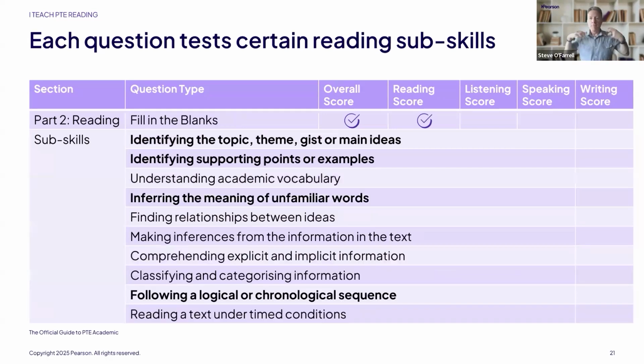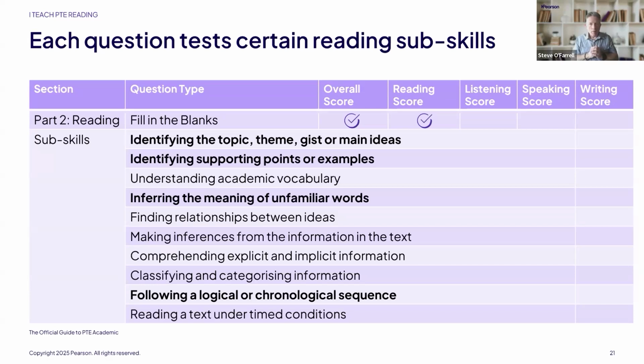Let's check the second fill in the blank. This is the drag and drop one. Identifying the topic, theme, gist, or main ideas. Supporting points or examples. Again, inferring the meaning of unfamiliar words. Going further down, you can see bolded logical or chronological sequence again. Academic vocabulary is there again. Okay. Relations between ideas, inferences from the information, explicit and implicit info, classifying and categorizing, and here's a new one, reading a text under timed conditions.